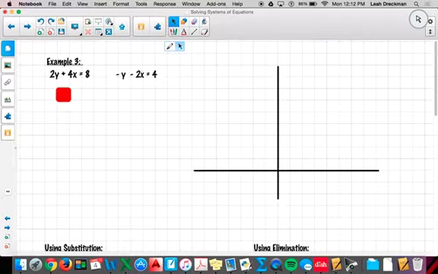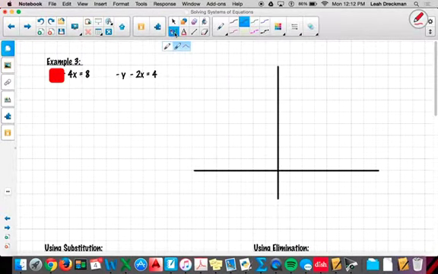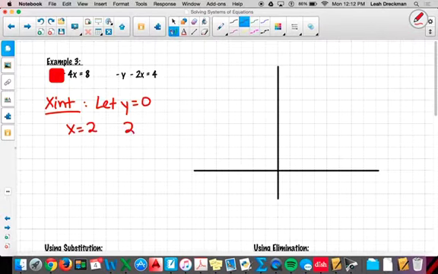All right, so I'm going to get the x-intercept by letting y equal 0. In other words, cover-up method. So if I let y equal 0 and solve this equation, 4 times what is 8? That means x is 2. So my ordered pair would be (2, 0).